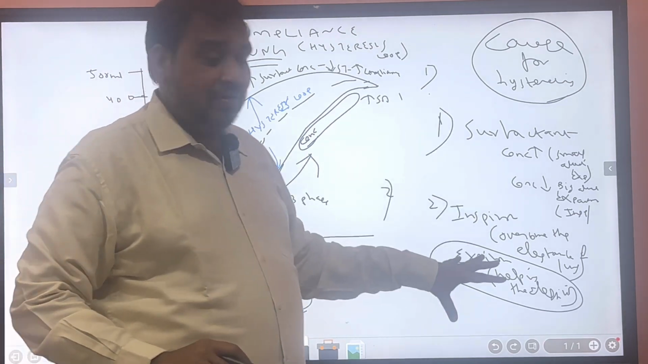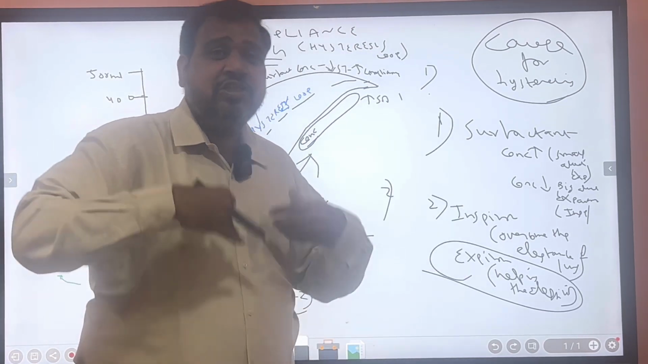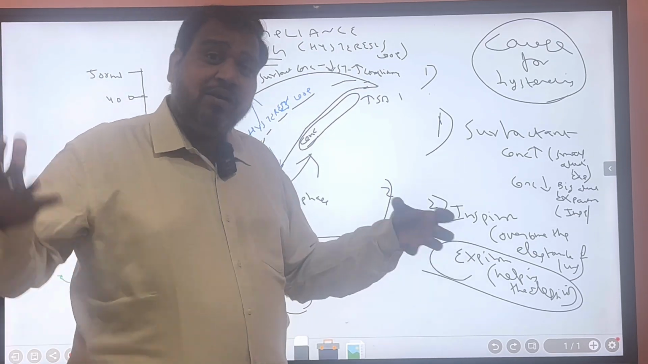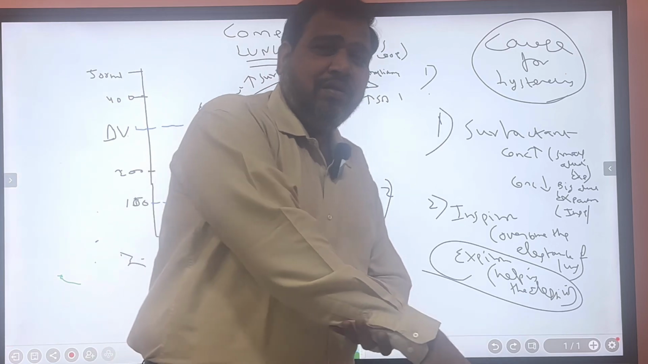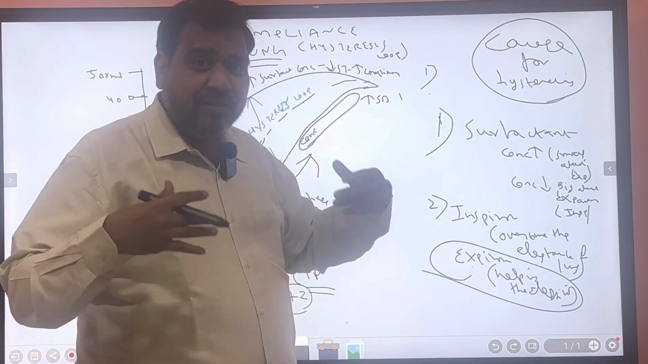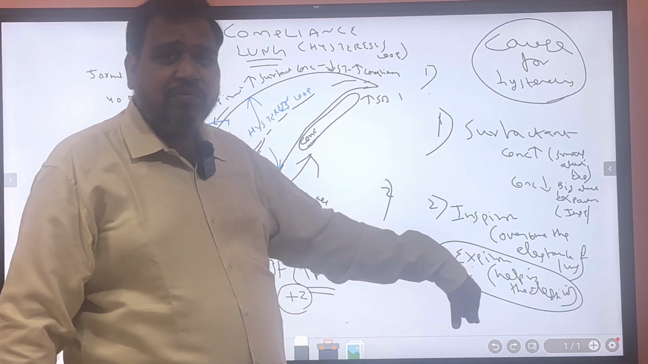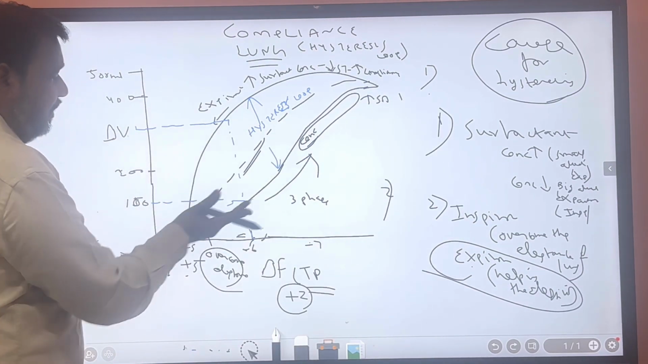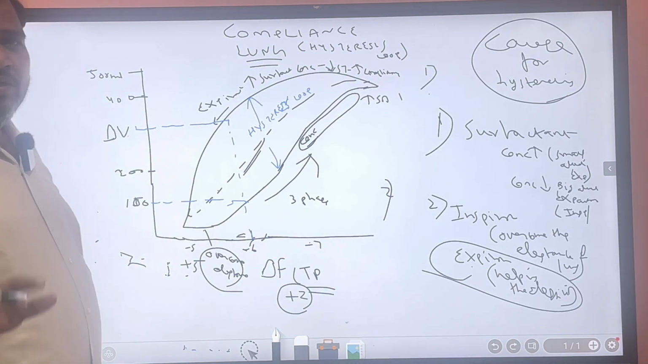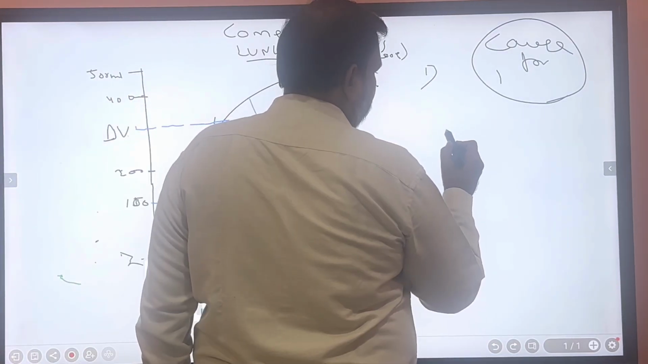Again, a very important point. In inspiration, I have to overcome the elastic nature of the lung and expand the alveoli. When I expire, the lung already loves to recoil and I am helping it to recoil. So inspiration is an active process, and expiration is a passive process. That is also one of the reasons for the difference between compliance during inspiration and the compliance during expiration.